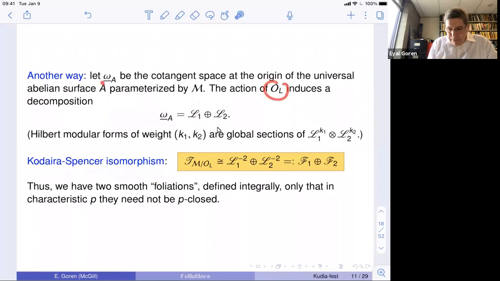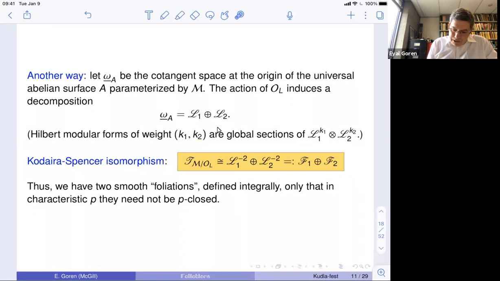OL acts on the universal abelian variety, so therefore the cotangent space at the origin factors into a sum of two line bundles, which I'll call L1 and L2, depending on the two ways you can embed OL into complex numbers. And this is not such an esoteric construction. In fact, Hilbert modular forms of weight (k1, k2) are just global sections of L1^k1 tensor L2^k2. Okay, so this is really something familiar that we are all working with.